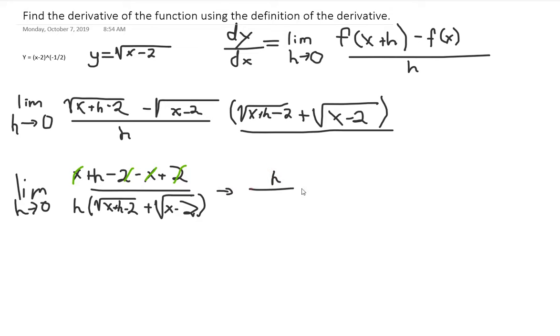So now we can rewrite this as h, there's just a lone h on top, and h here times this quantity, x plus h minus 2 plus x minus 2. It's a little bit messy, but you get the idea. You should be taking notes and you'll know what these are. And then look at this, our h's cancel.